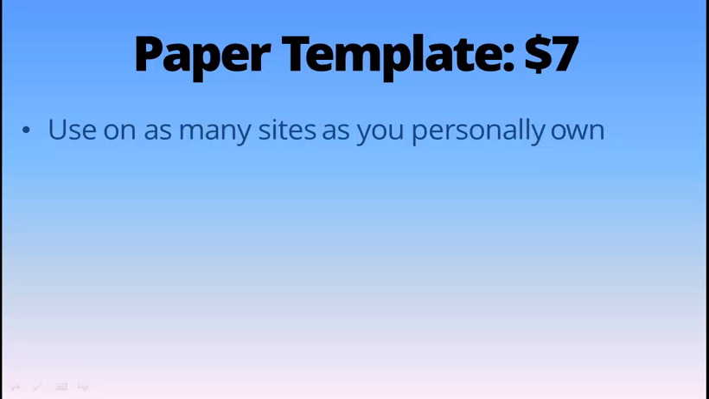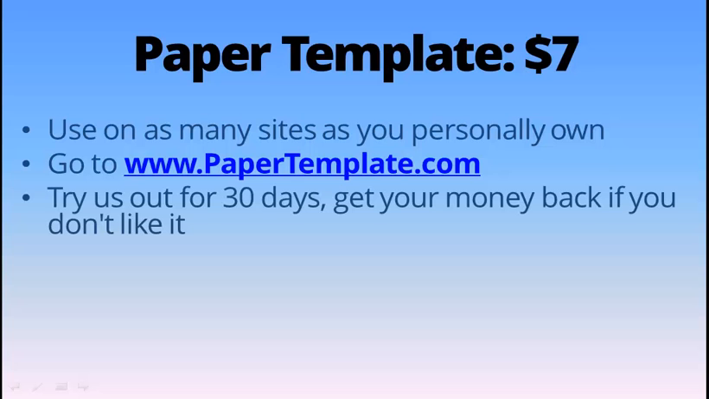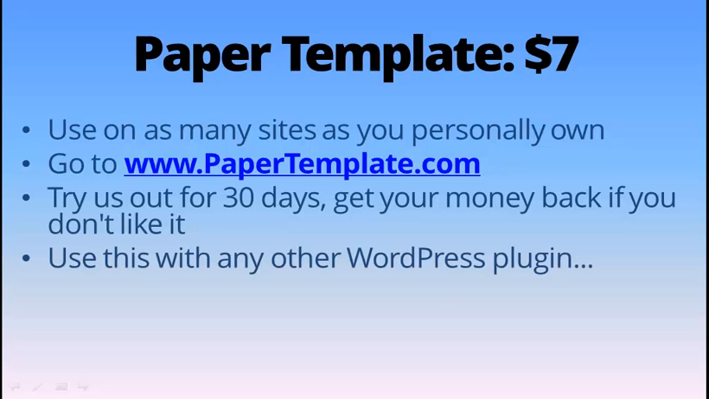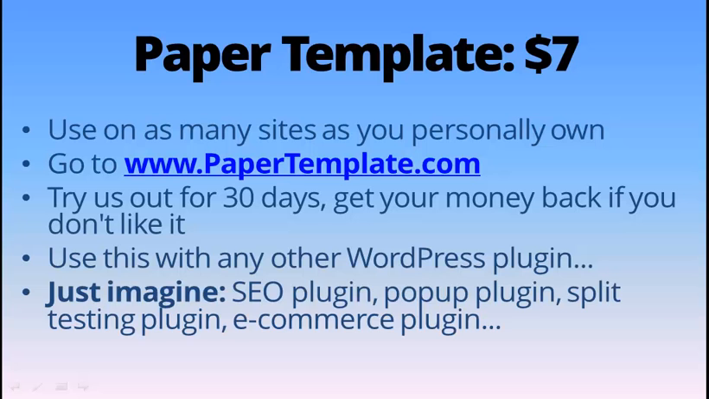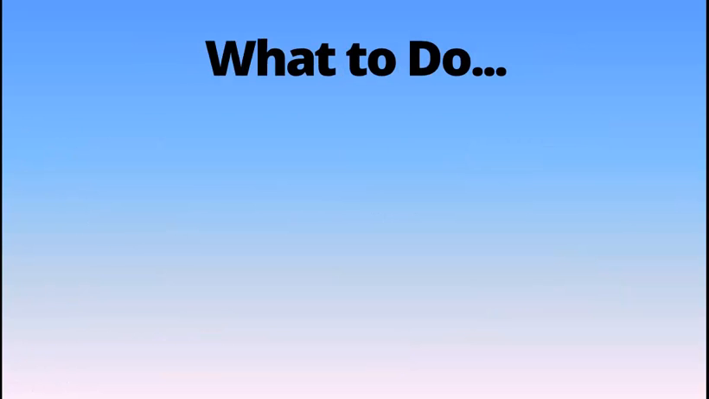To use this on as many sites as you personally own, go to papertemplate.com. You click the button, you get into the membership site, we'll give you the plugin, and you can use it on as many WordPress sites as you have, including the ones you haven't even made yet. You can try this out for 30 days and get your money back if you don't like it. Use this along with any other WordPress theme, any other WordPress plugin. So what if you were to use this with some special SEO or social media pop-up plugin, split testing plugin, or e-commerce plugin? It all works together because it installs as a plugin on top of WordPress.